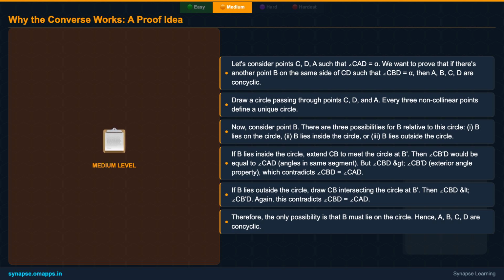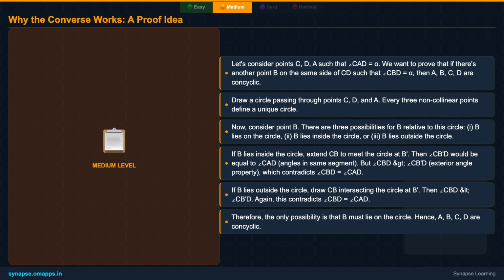We can always draw a unique circle through any three non-collinear points, so let's draw a circle passing through C, D, and A. Now, consider point B. It has three possibilities. B could be on the circle, inside the circle, or outside the circle.